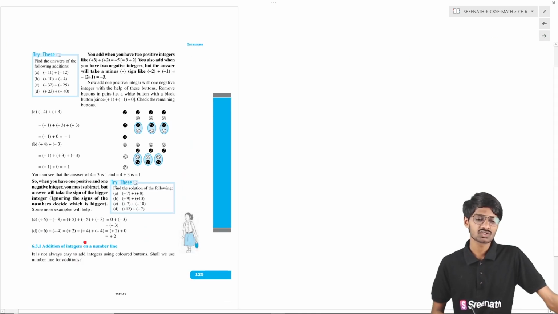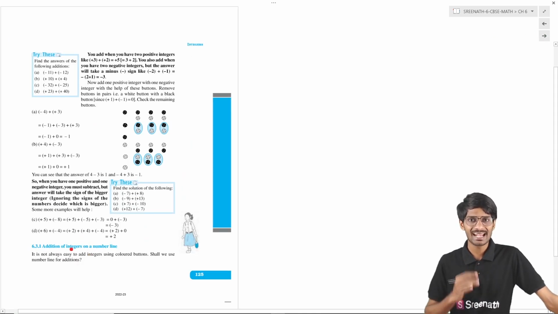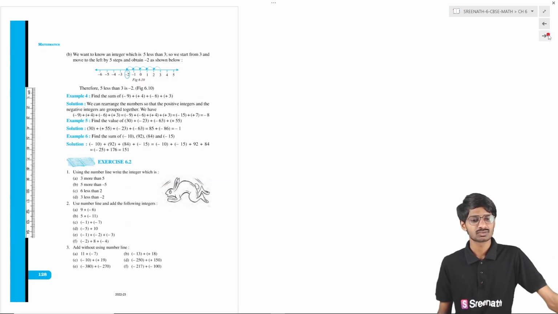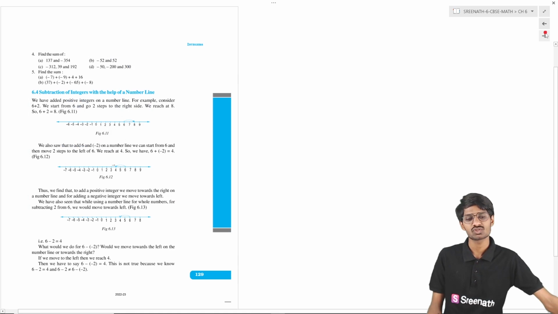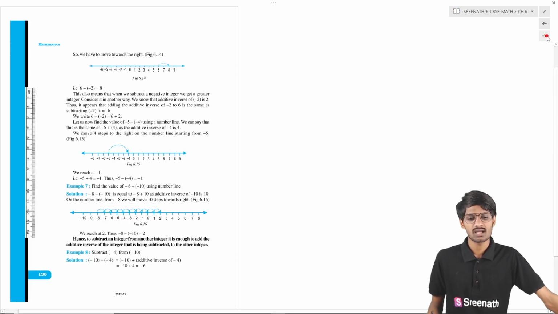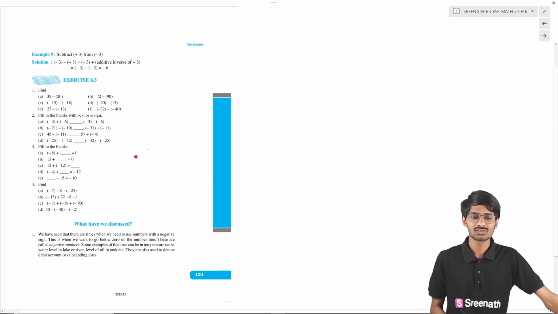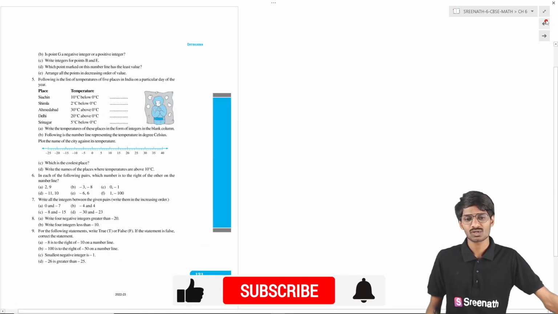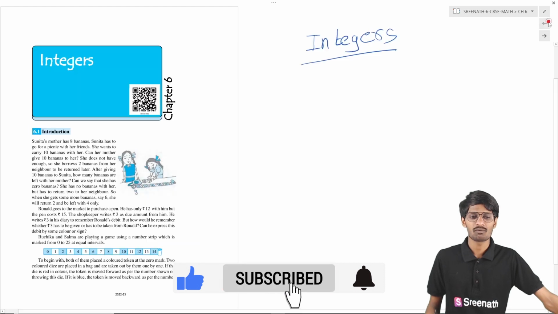Next is addition of integers on a number line, so how to add integers on a number line. After that, we are going to find the subtraction of integers with the help of a number line, so how to subtract integers with the help of a number line. This is the whole set of concepts we are going to discuss in our present chapter, students. Finally, our overview is completed.